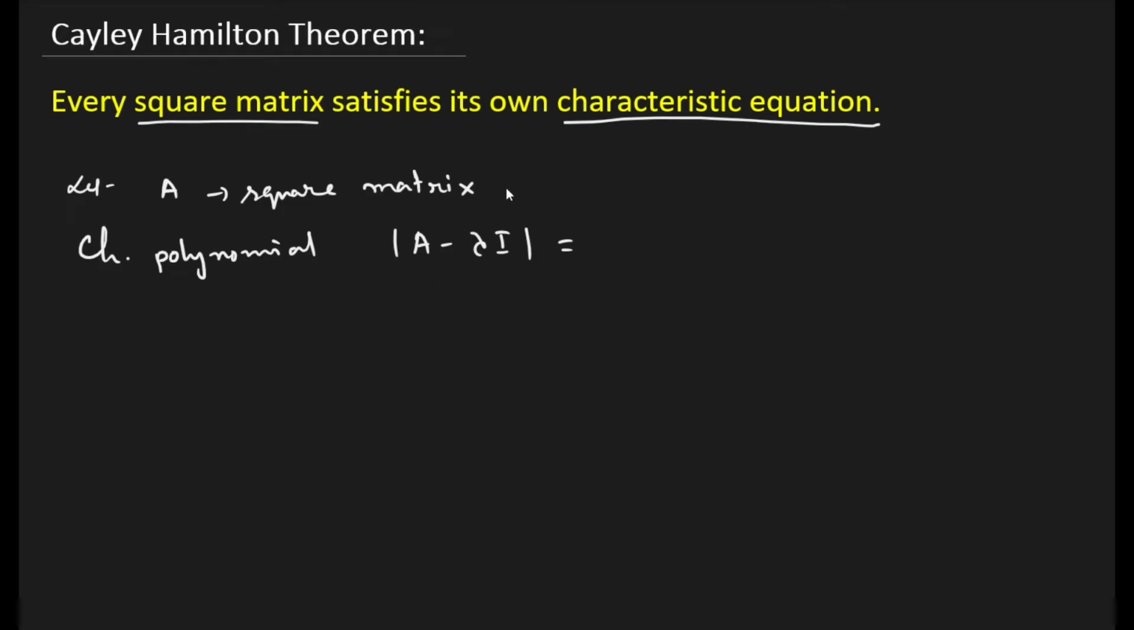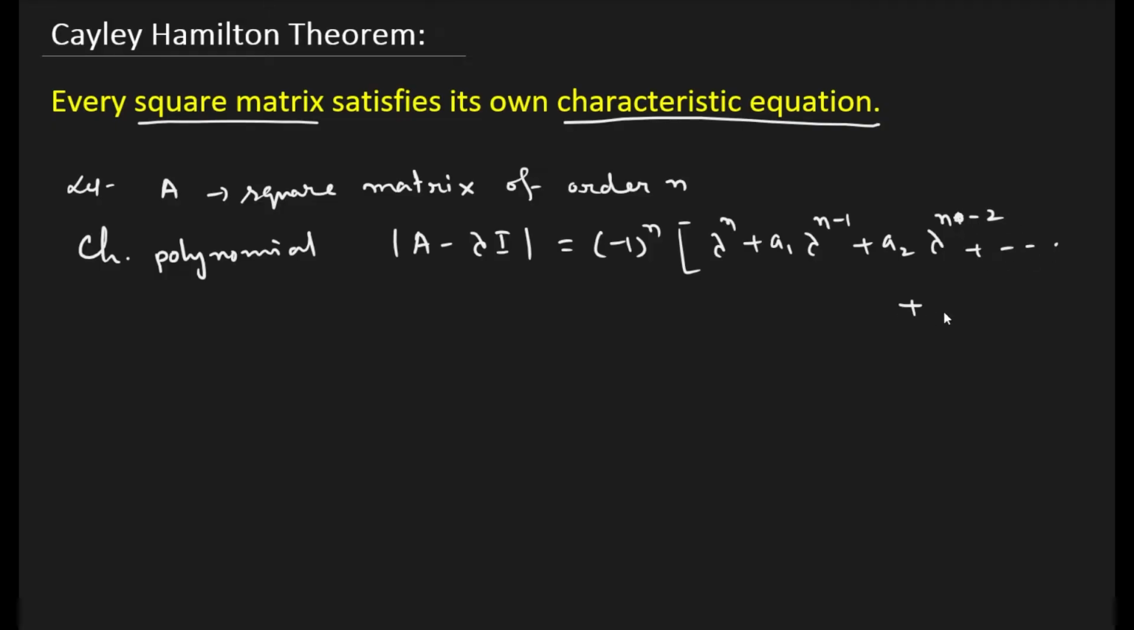Suppose here the matrix is of order n. So it will be like this, minus 1 to the power n, then lambda to the power n, plus a1 into lambda to the power n minus 1, a2 into lambda to the power n minus 2. So like this, the last term is suppose an.